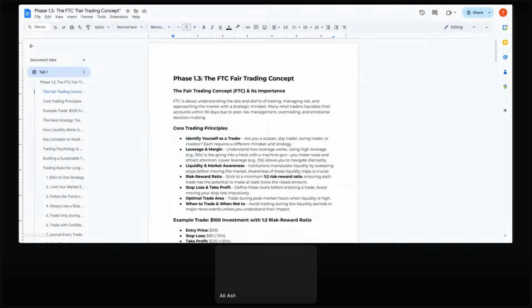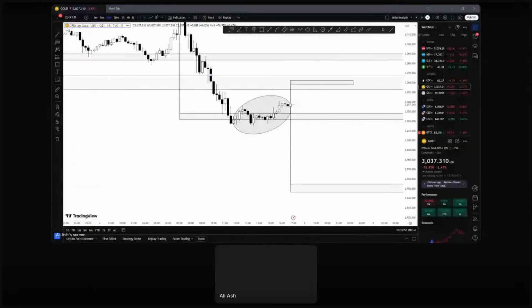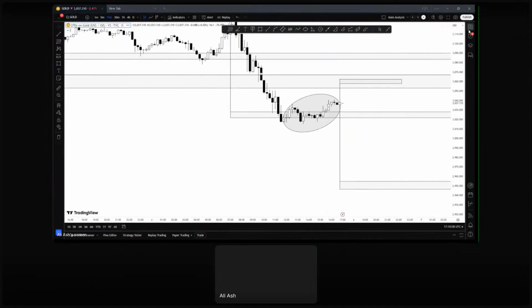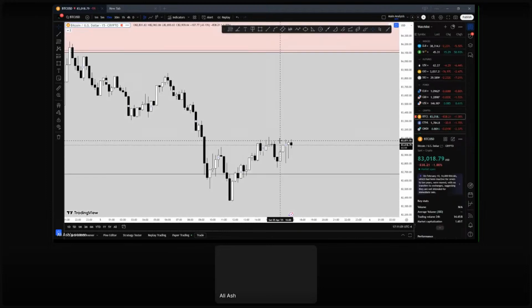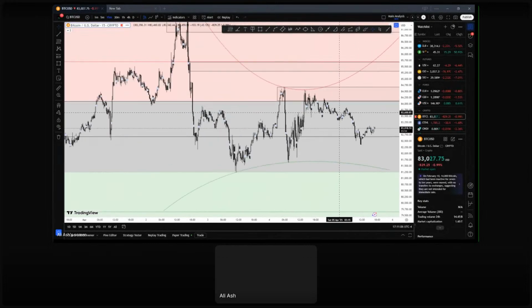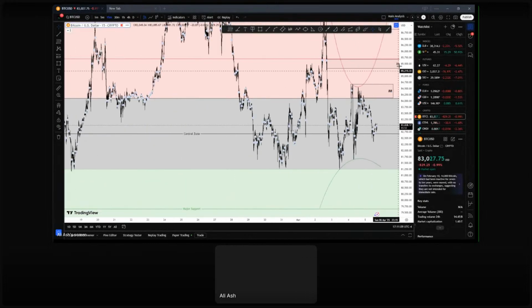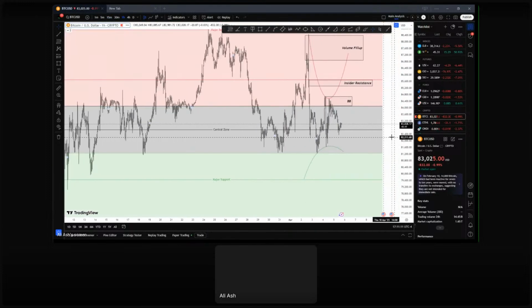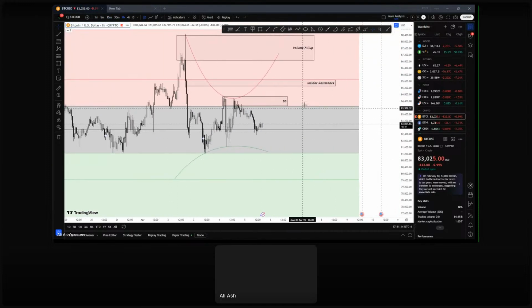Okay, so let me catch my breath here. Thirdly, the third principle is liquidity and market awareness. Let me show you with the chart. Here with the BTC chart, what I am doing is understanding the market structure and being aware of where the market actually is. Right now the market is in the central zone, so I know that this is the no trade area.